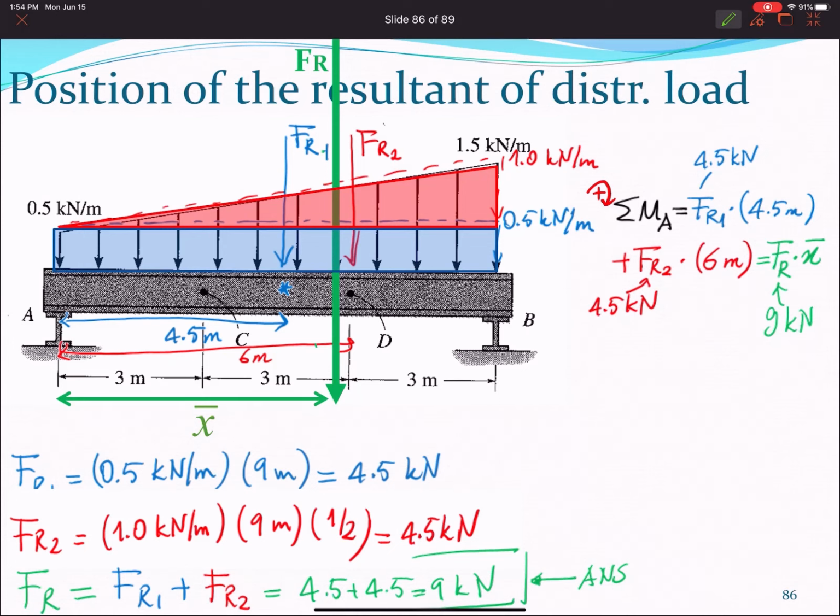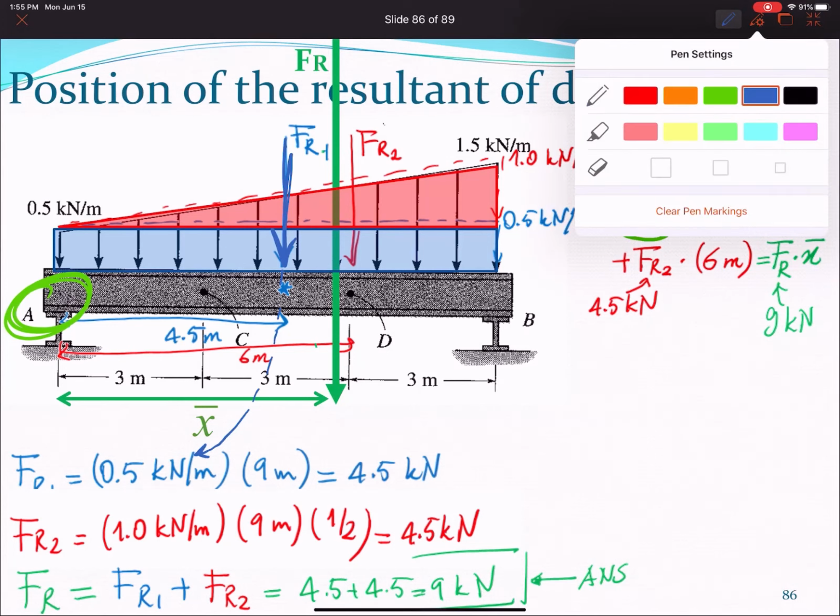So let's add the moments at point A. I have clockwise as positive. So I have the blue force doing clockwise rotation about A, so it's positive: 4.5 times the moment arm, 4.5 meters.